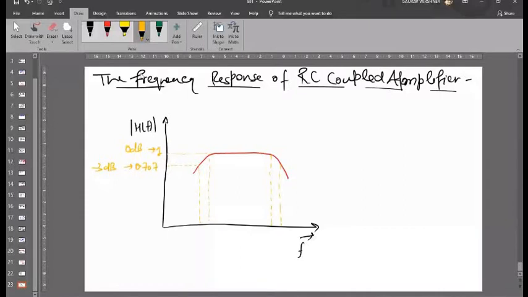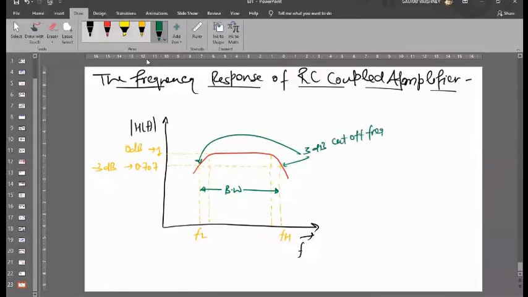Okay, and here this is called the lower cutoff frequency. This is called the upper cutoff frequency, the higher cutoff. And this is called bandwidth. Fine. So these are also known as 3 dB cutoff frequencies. 3 dB cutoff frequencies.